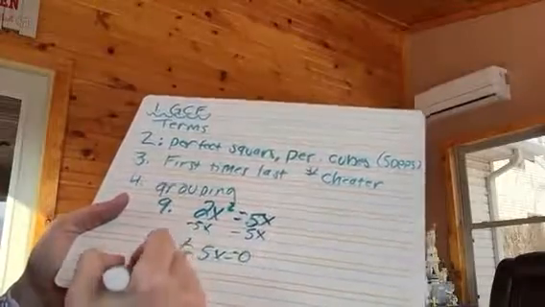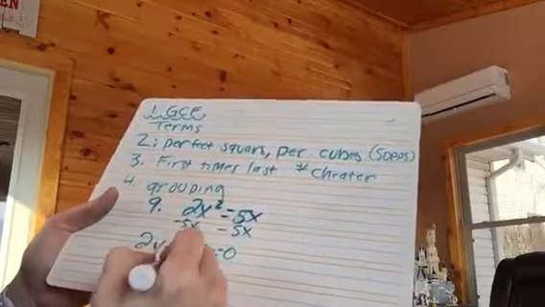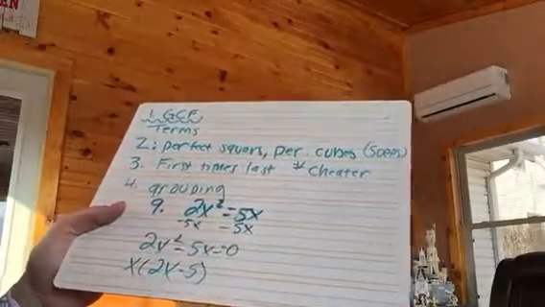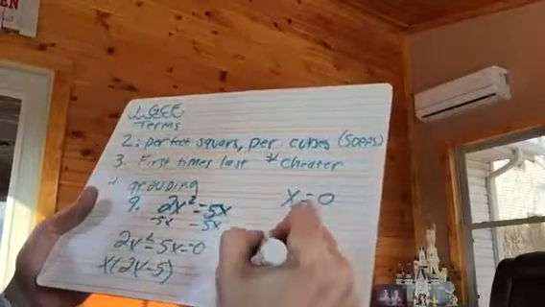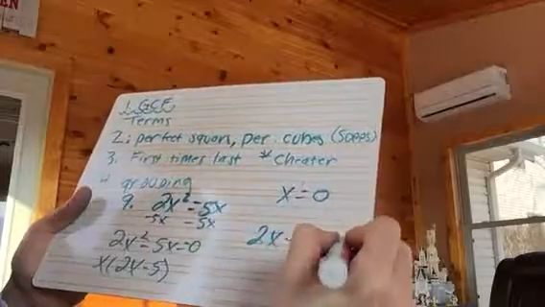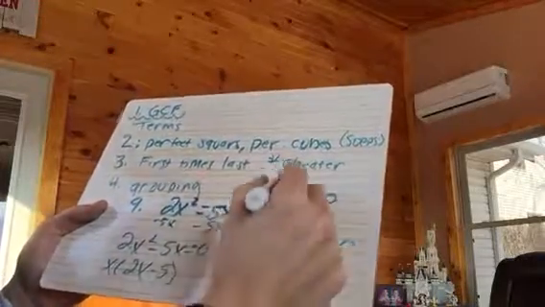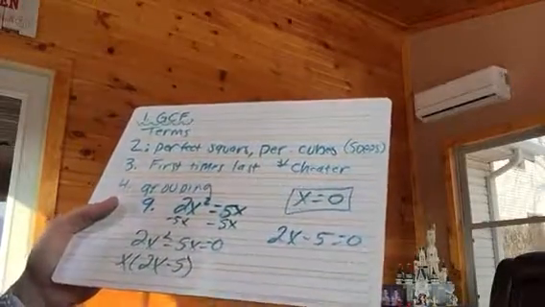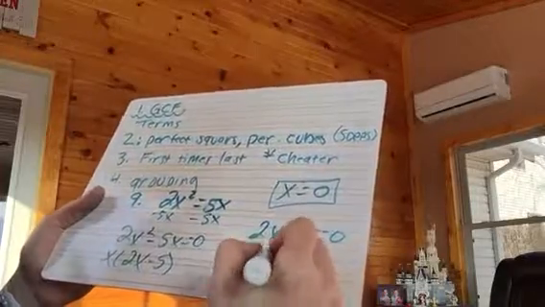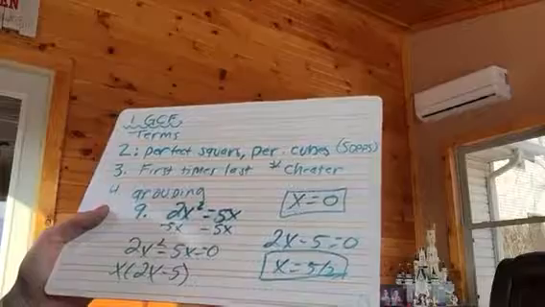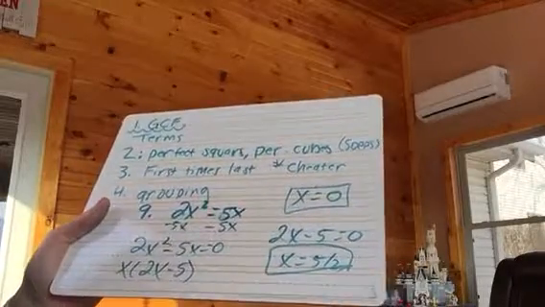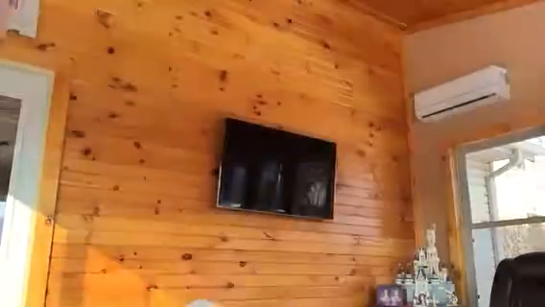GCF, yep, I have an x giving me 2x minus 5. Now I can set stuff to 0. x equals 0, 2x minus 5 equals 0. Okay, this is my first answer. Second answer would be add 5, divide by 2, x equals 5 divided by 2. So your solution set is 0 and 5 divided by 2.